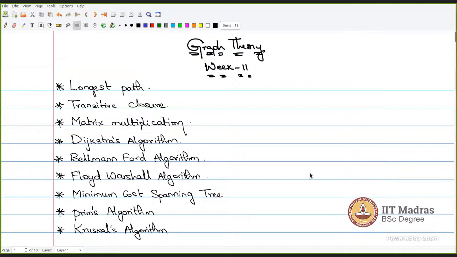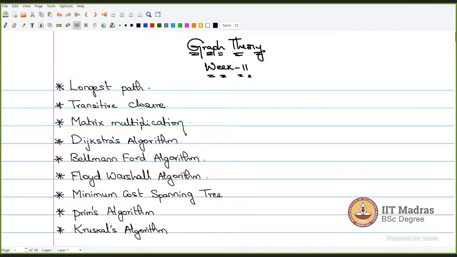Okay. We are live now. So let me share my screen first. Okay. So in week 11, the first lecture discussed the longest path, how to find the longest path in any given graph. Predominantly, the graph should be a DAG. Once you have a directed acyclic graph, we can find the longest path inside that graph. After that, we discussed transitive closure, matrix multiplication, what is matrix multiplication and everything.